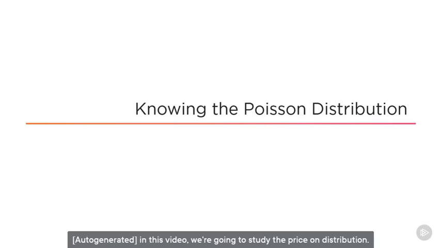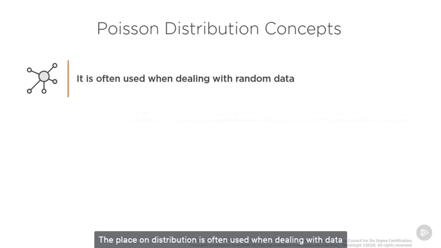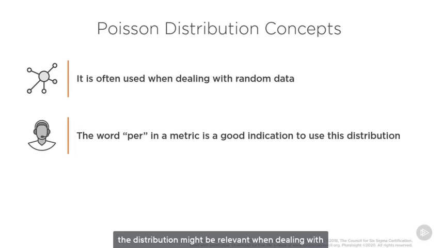In this video, we're going to study the Poisson distribution. The Poisson distribution is often used when dealing with data that is distributed randomly within time, distance, or other unit of measurement. For example, the distribution might be relevant when dealing with calls per hour in a call center, traffic accidents per week, or specific block or street, or even number of defects in a batch. In fact, the word per in a metric is a good indication that the Poisson distribution might be useful.